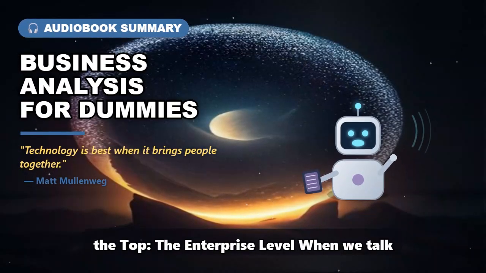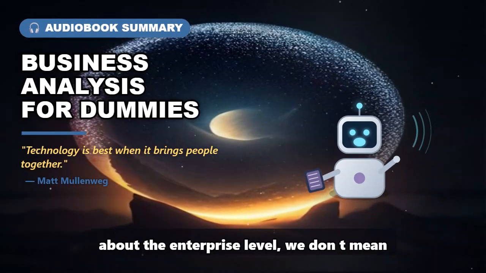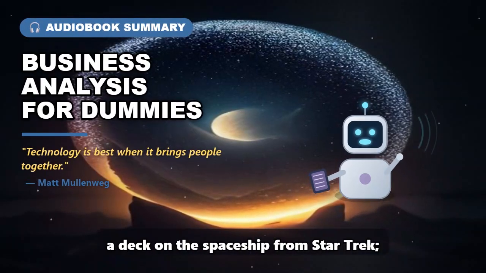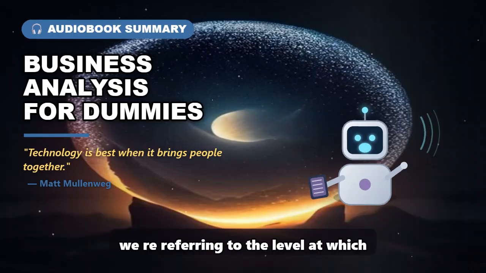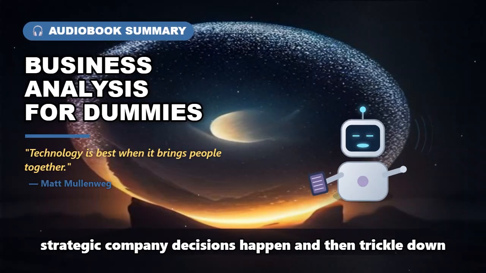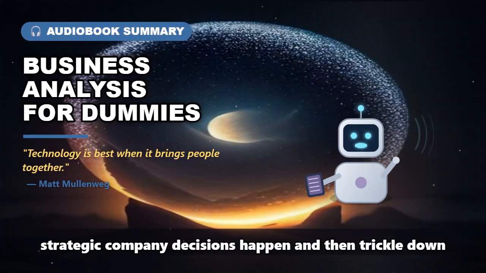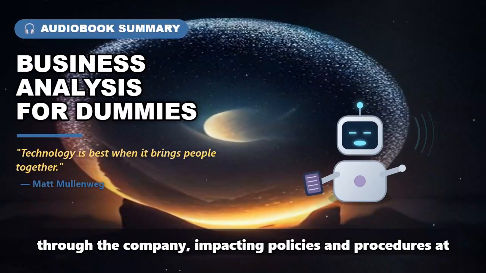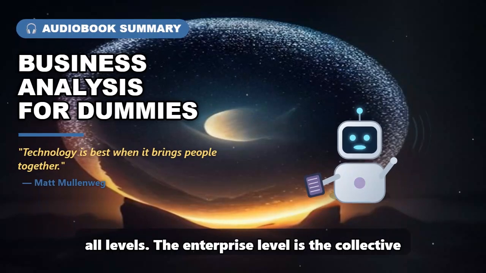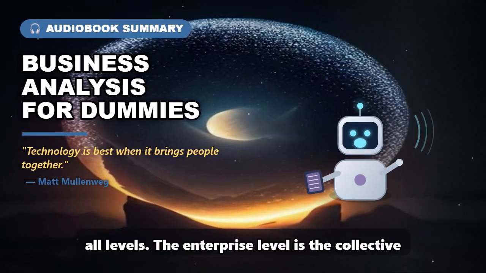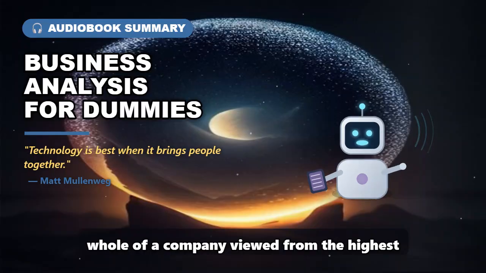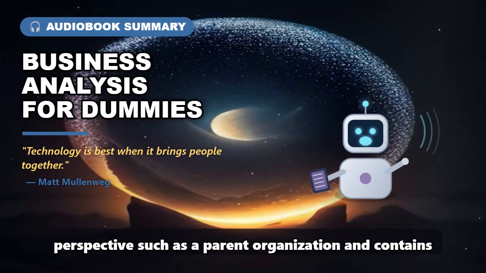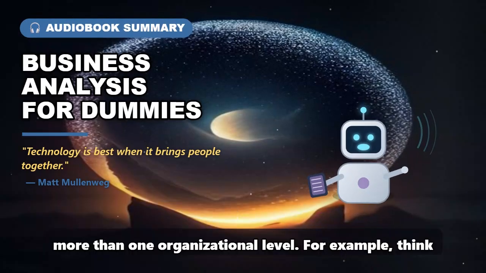Going to the top, the enterprise level. When we talk about the enterprise level, we don't mean a deck on the spaceship from Star Trek. We're referring to the level at which strategic company decisions happen and then trickle down through the company, impacting policies and procedures at all levels. The enterprise level is the collective whole of a company viewed from the highest perspective, such as a parent organization, and contains more than one organizational level.